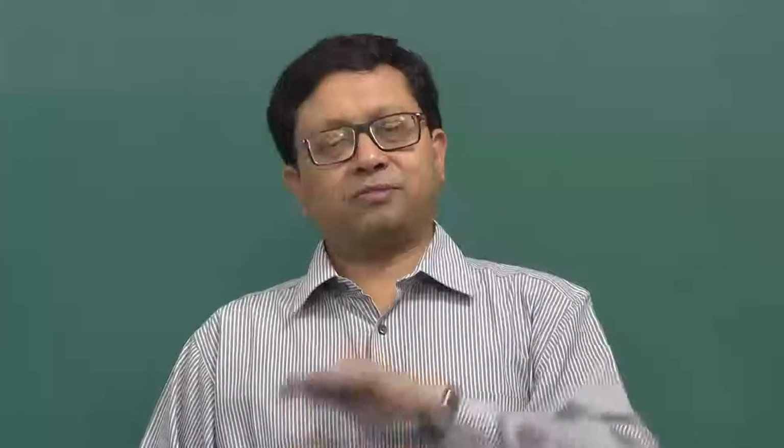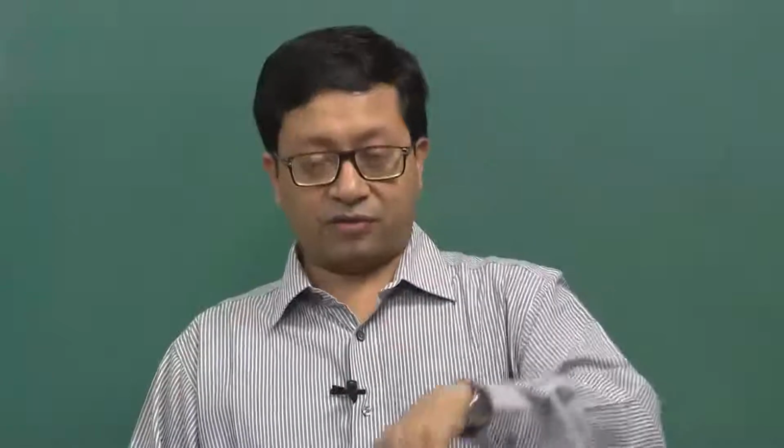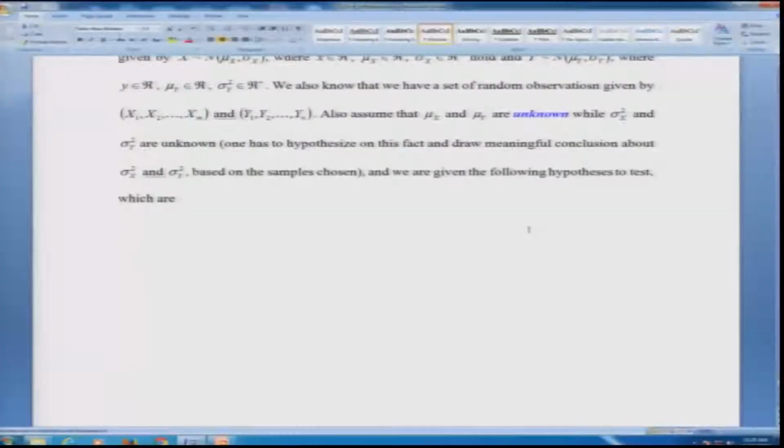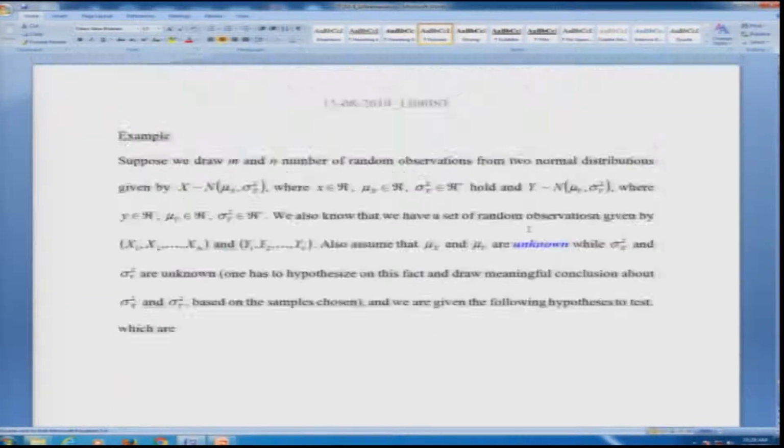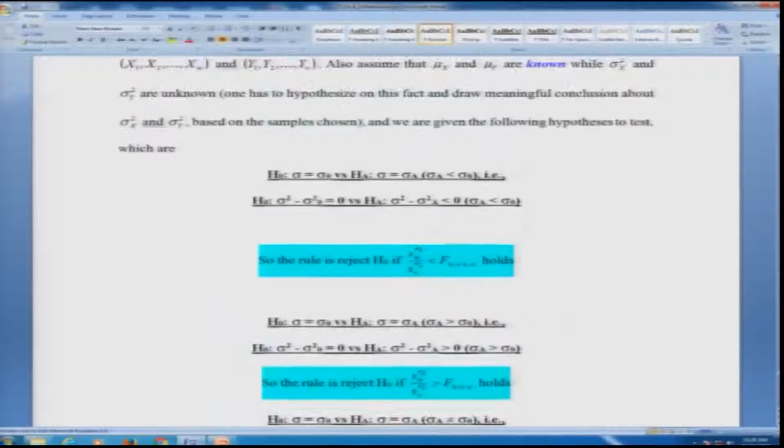Let us see the 3 cases. I am not going to repeat the hypotheses because they are exactly the same as for the example we just discussed. The null hypothesis remains equal to for all the 3 cases. The alternative hypotheses consecutively are less than type, greater than type, not equal to. I have not written them down, but I will mention them so it is easier for you to understand.